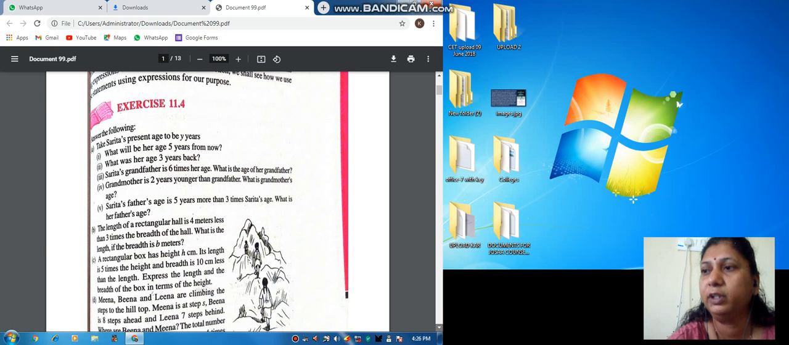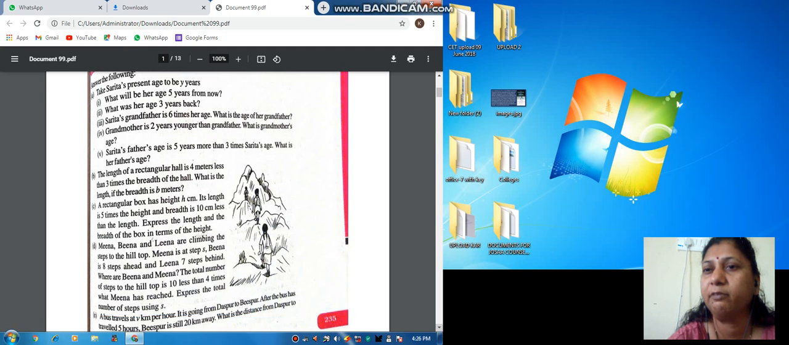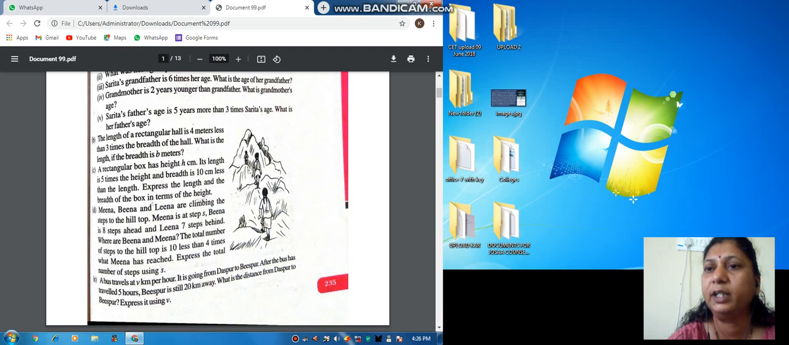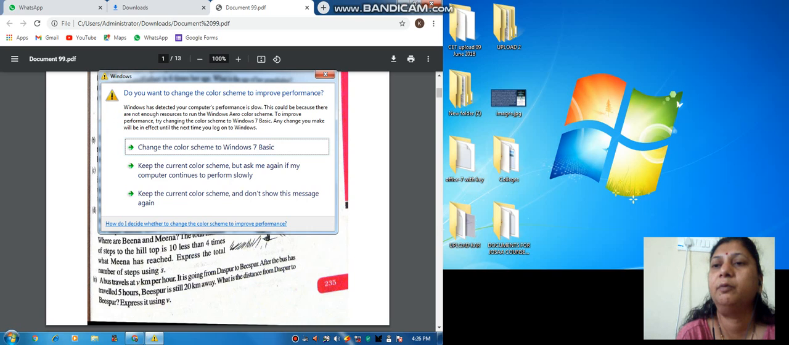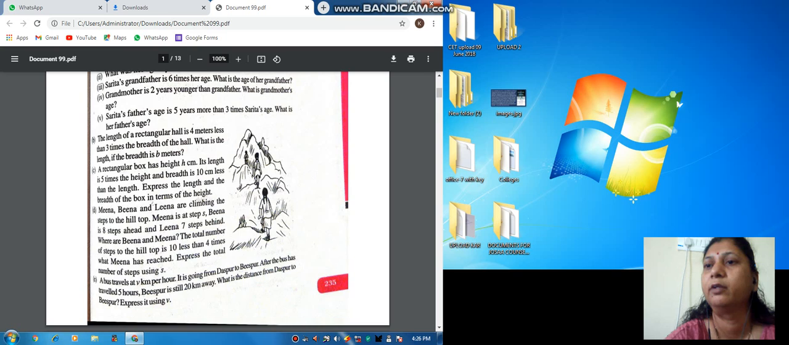So let's once again revise any one of these. Let's see the E example also. Okay, I will read first. A bus travels at v kilometer per hour. It is going from Daspur to Bispur. After the bus has traveled 5 hours, Bispur is still 20 kilometers away. What is the distance from Daspur to Bispur? Express it using v. So v is the speed of the bus.